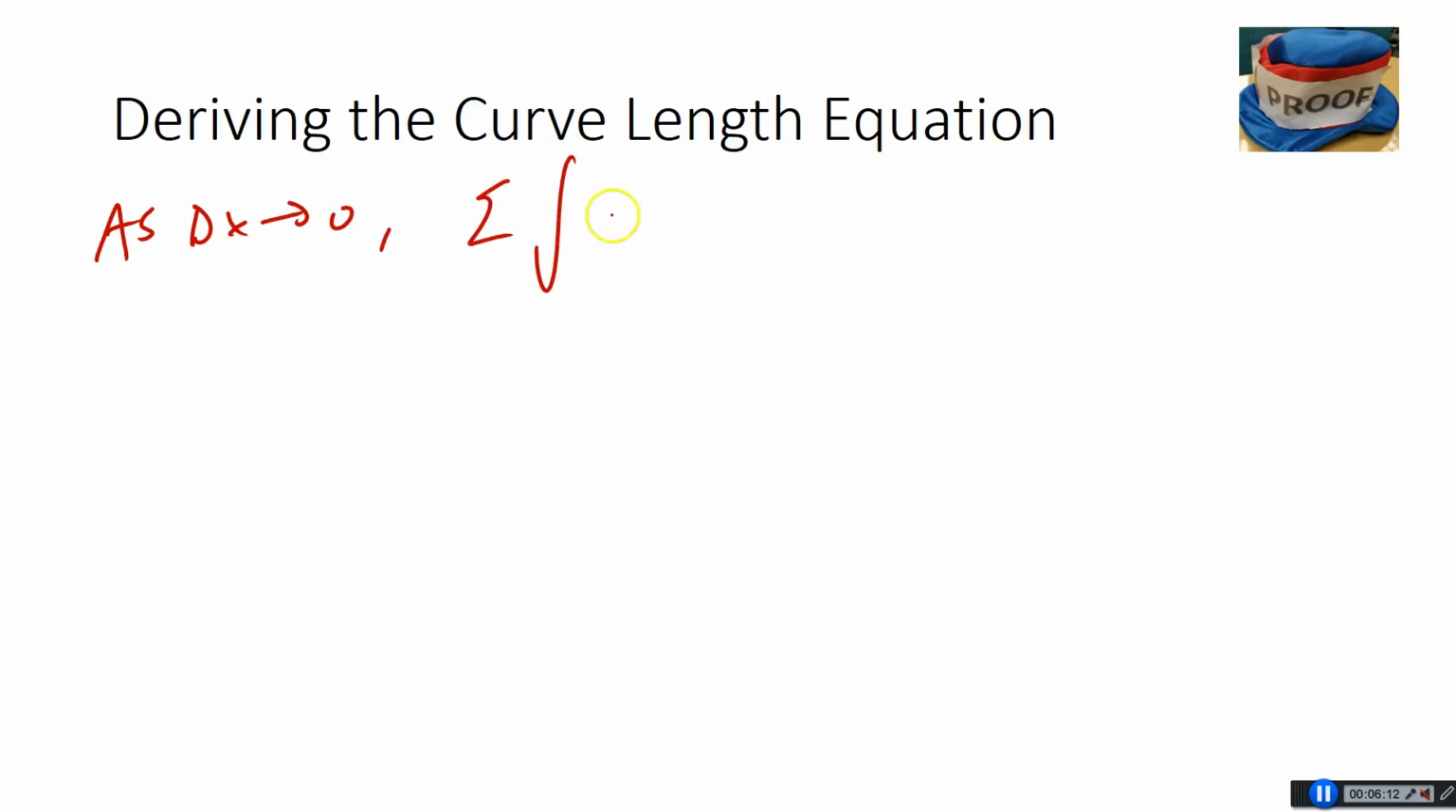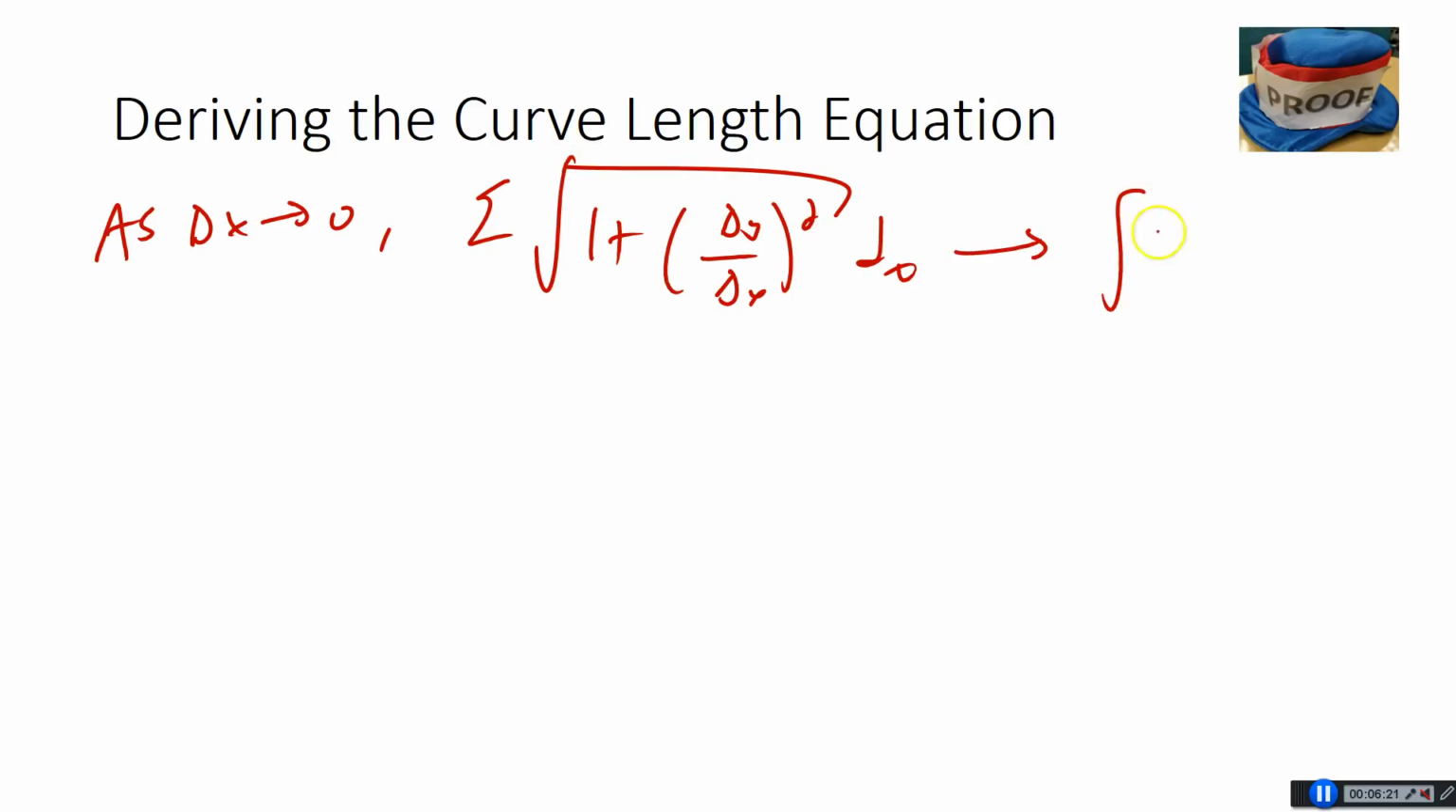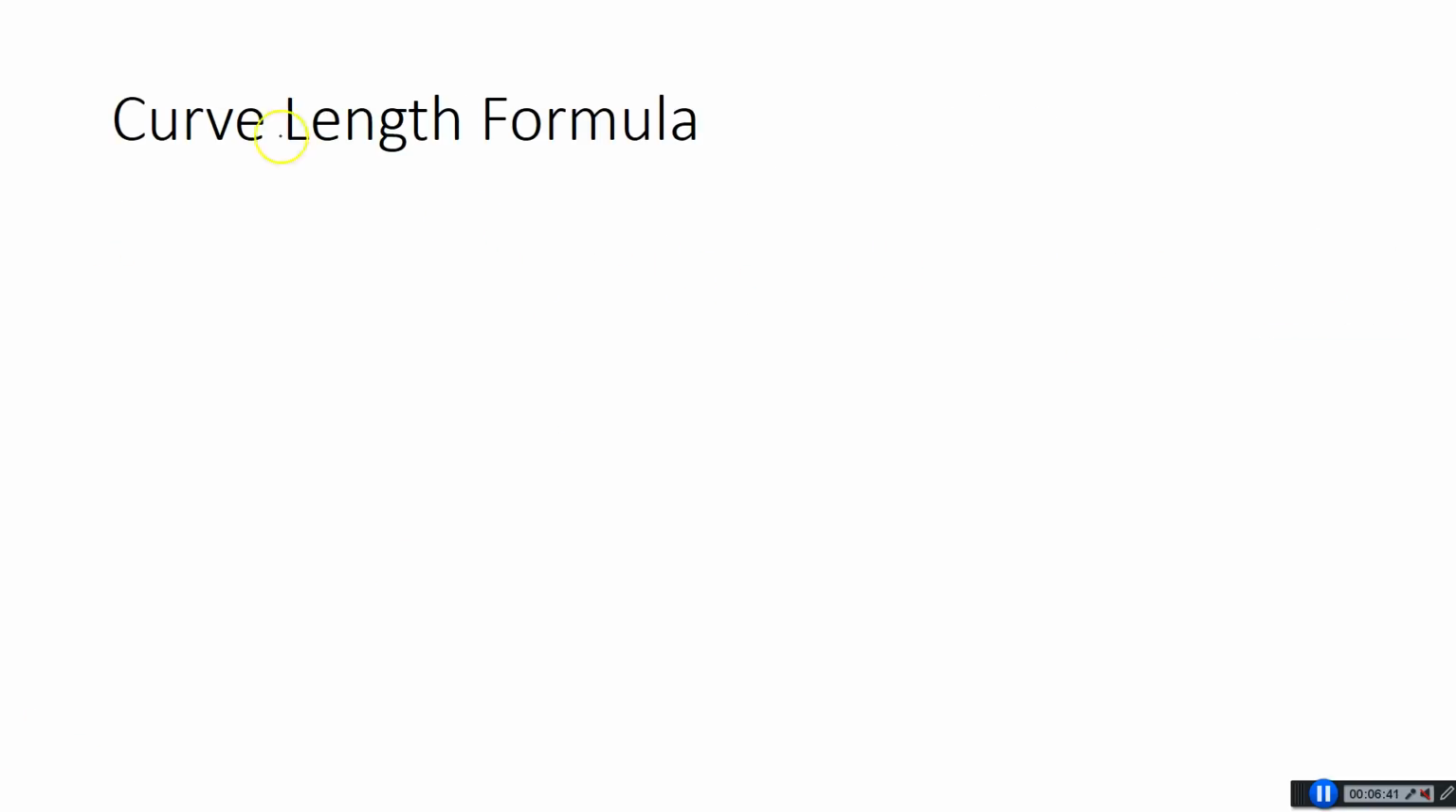we had the sum of the square root of 1 plus delta y over delta x quantity squared dx, and that is going to turn into the integral of the square root of 1 plus f prime of x squared dx. Okay, and that turns out to be our formula. So this is our curve length formula right here, and let's get that a little bit more formal.